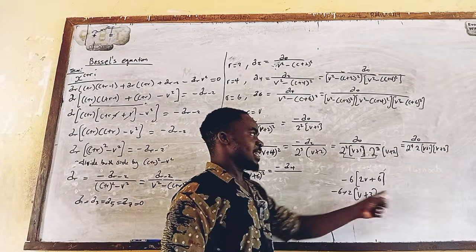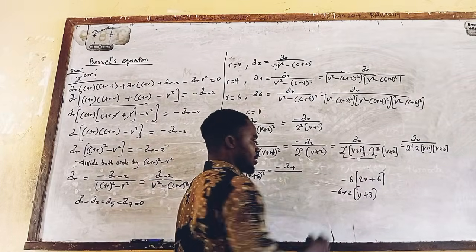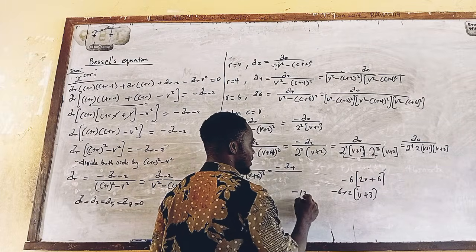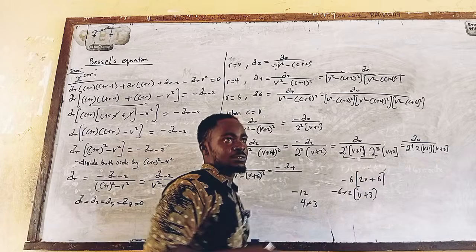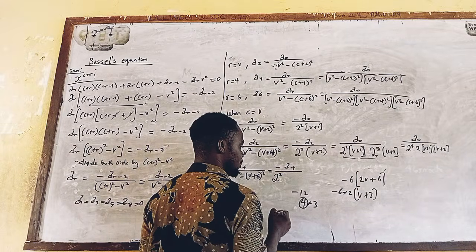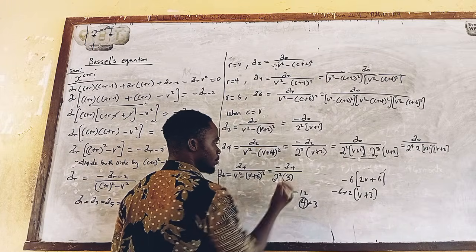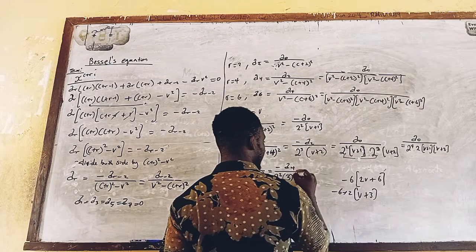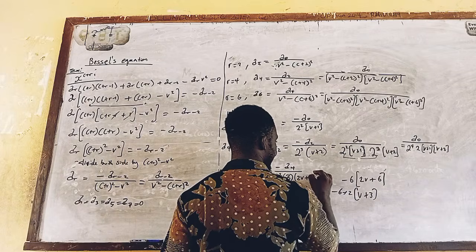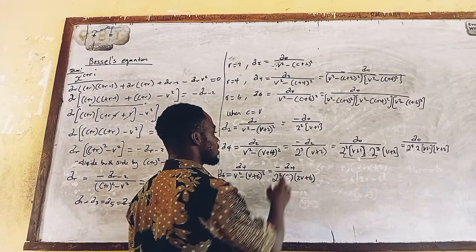Now remember, we are taking it in form of 2 raised power. So this one will be minus 12, which is 4 times 3. 12 is 4 times 3. So we can write this as 2 raised power 2 multiplied by 3. Multiply by 3, then we have 2v plus 6. Now, what is a4?